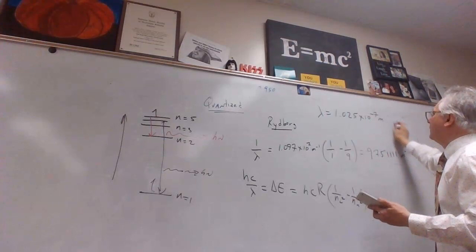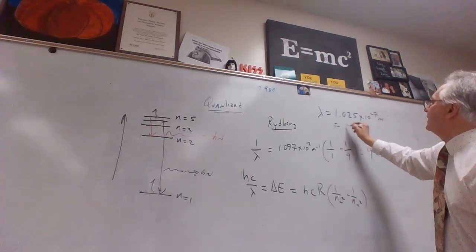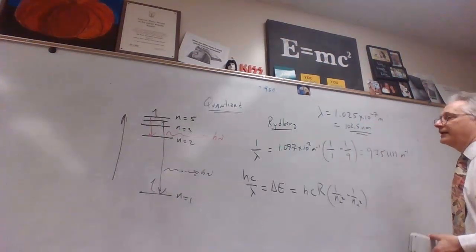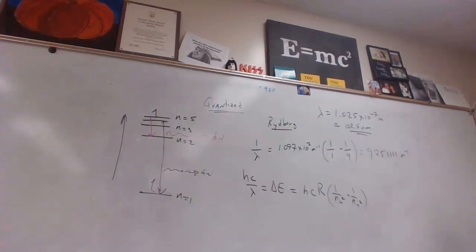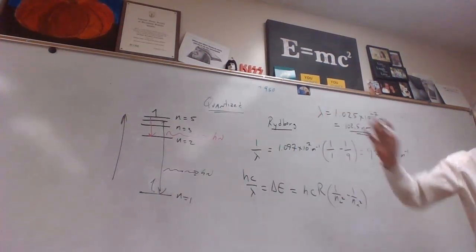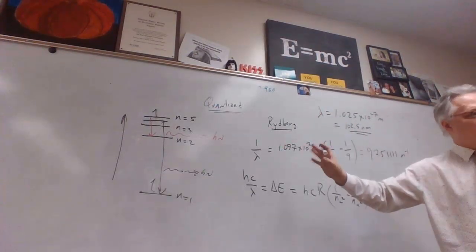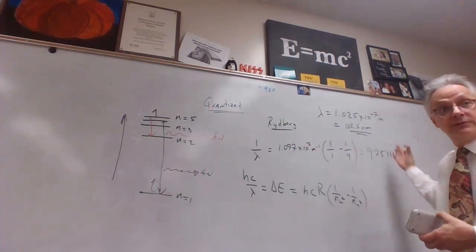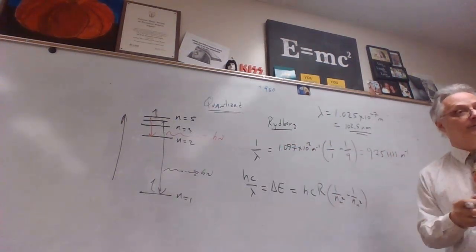And if I convert that to nanometers, it's 102.5 nanometers. That's a pretty high energy photon. It's in the ultraviolet region of the spectrum. Ultraviolet means wavelength shorter than around 390, 400 nanometers. Infrared would be greater than 750 nanometers.